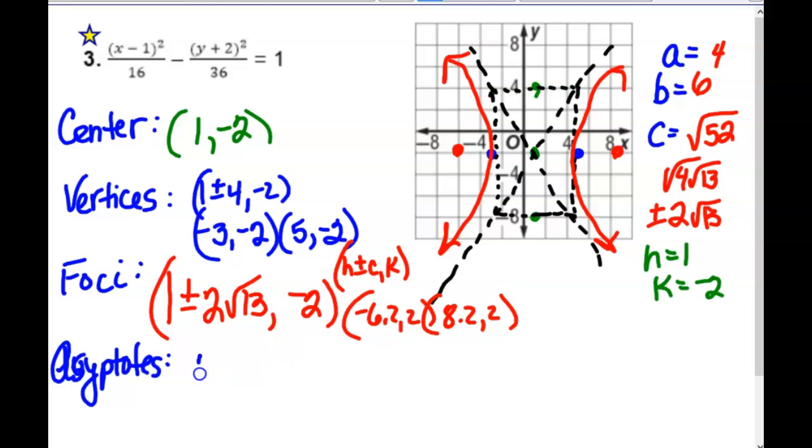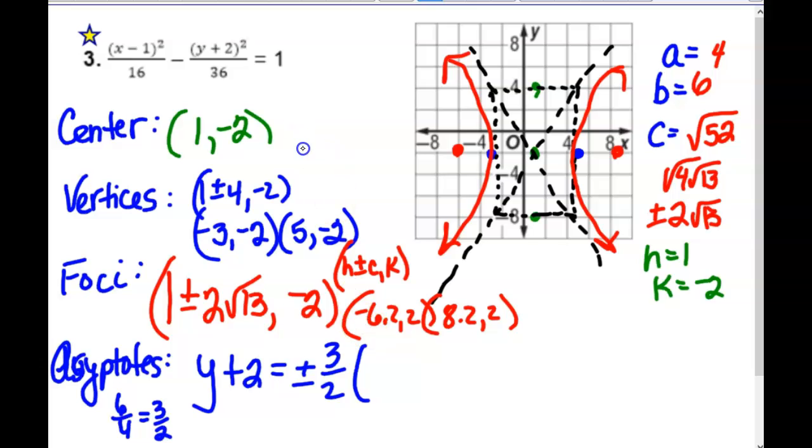All right, asymptotes, y minus, what is the one point it goes through? The center, right? So it's y minus this y value of negative 2, so it becomes plus 2, equals plus or minus the slope. We changed in the y direction and the x direction, says b over a. So 6 over 4, which reduces to 3/2. And then it's x minus h, which was 1. And you can leave it just like that. Any questions?